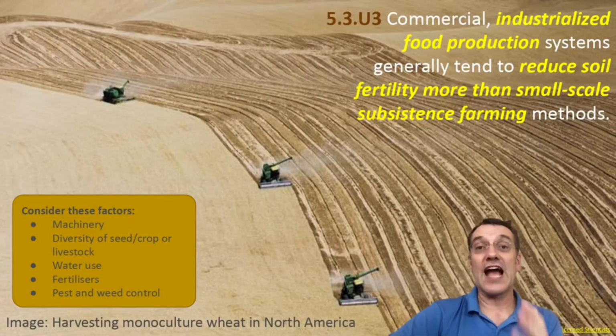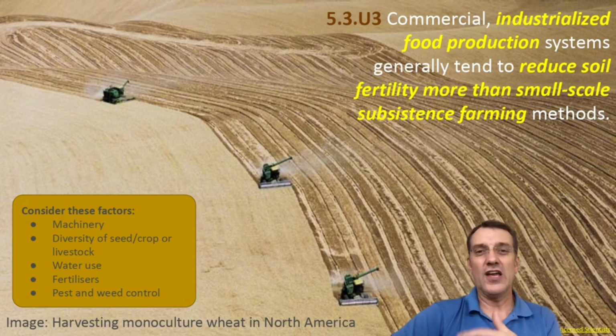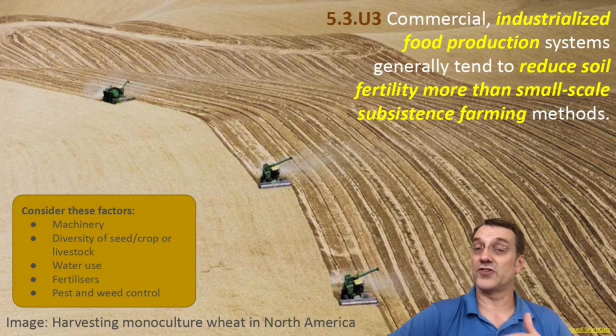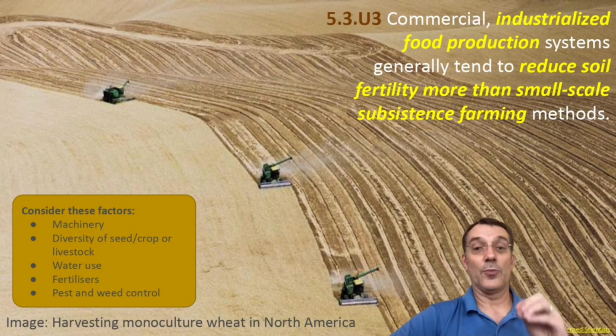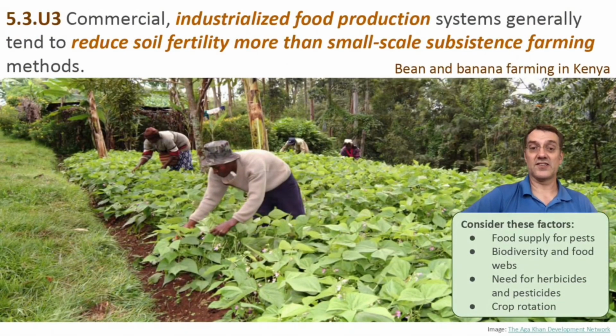When we compare different agricultural approaches, you're going to find that commercial, industrialized food production systems generally tend to reduce soil fertility more than small-scale subsistence farming methods. It's not universally true, that's a generalization, but broadly speaking, commercial food production systems will reduce soil fertility more than your small-scale subsistence farmers do. This key understanding helps us evaluate different approaches to soil management, and that's something you might see on your ESS exams. Speaking of sustainable practices, let's take a look at this example of small-scale farming in Kenya.